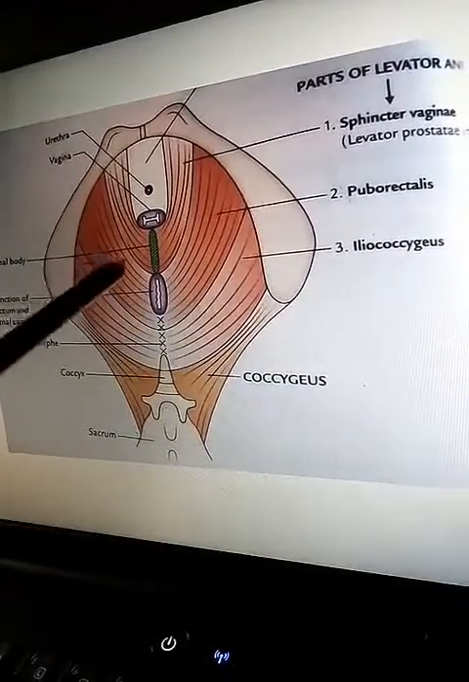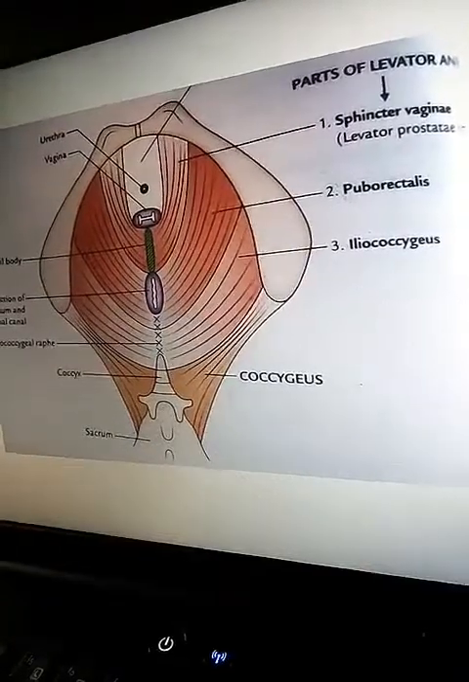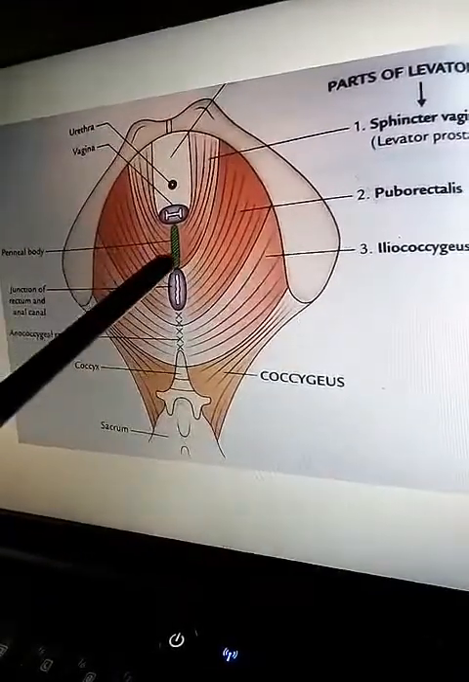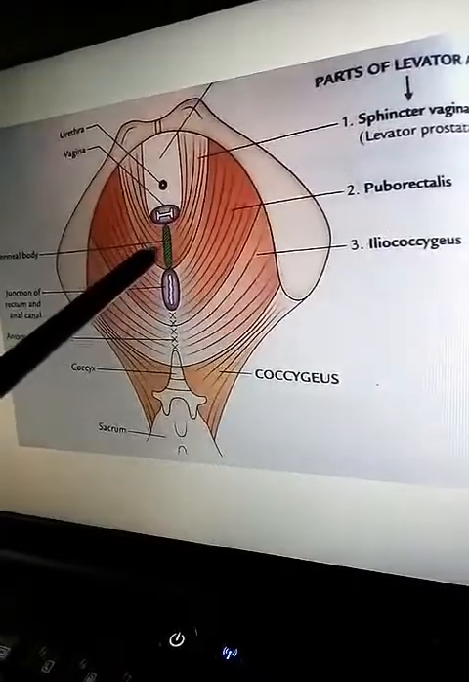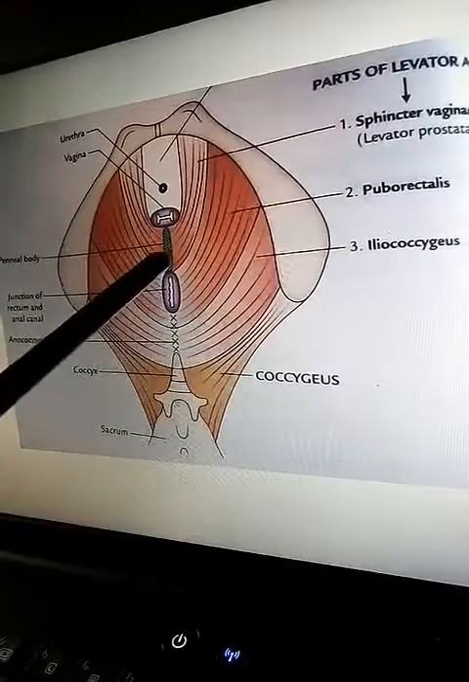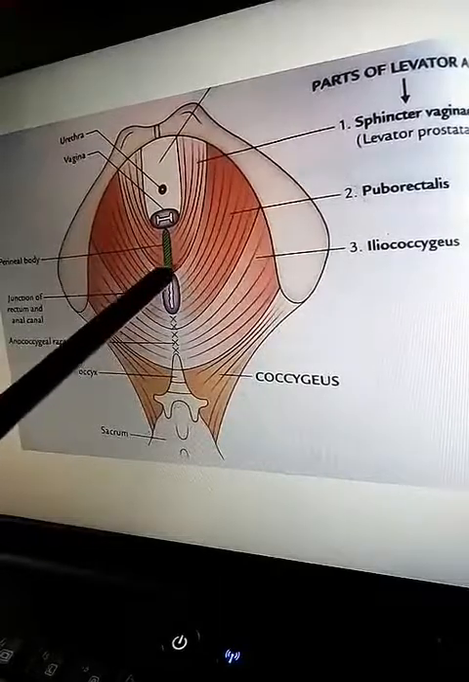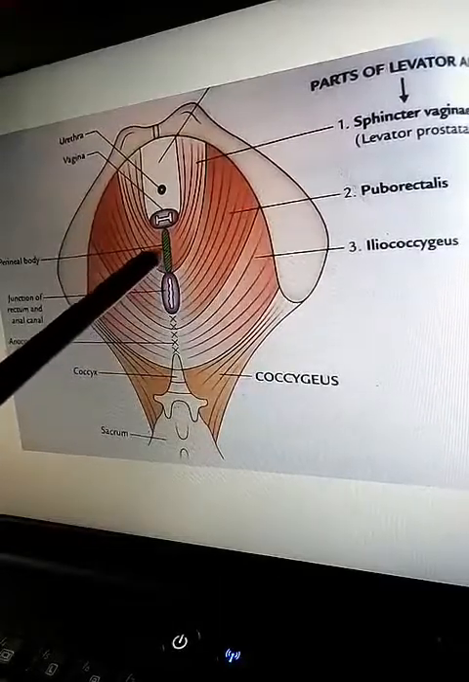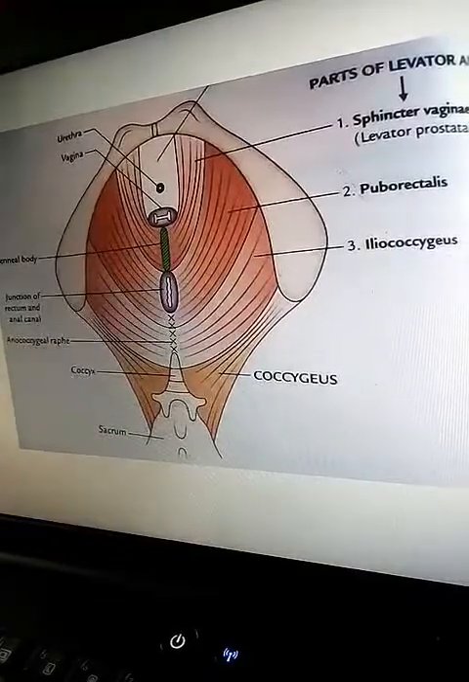Now, sometimes there may be injury to the pelvic diaphragm by tearing of the perineal body during difficult childbirth. As a result, this pelvic diaphragm becomes weak and no longer provides sufficient support to the pelvic viscera. This may lead to uterine prolapse and rectal prolapse.